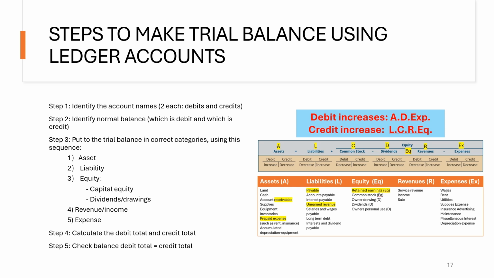And number 5, expenses. Step 4 would be to calculate debit and credit totals, adding up all the debit amounts and all the credit amounts from the list of accounts. Step 5 is the step to check the balance. The total debits should equal total credits. If they don't, there is an error or some errors somewhere. Even though they are balanced, there is still a possibility that there are errors occurring in the process.